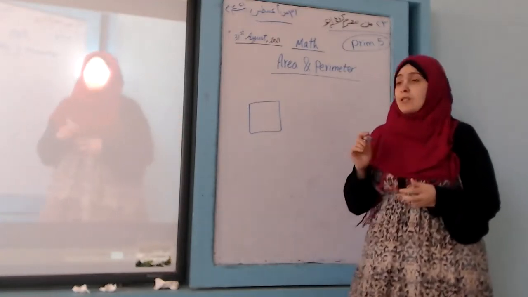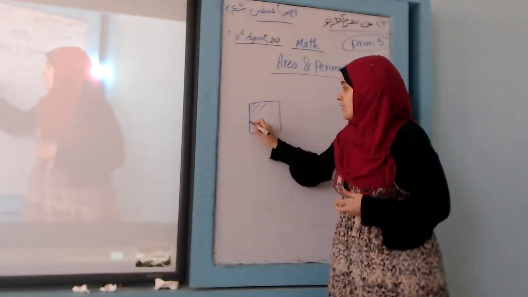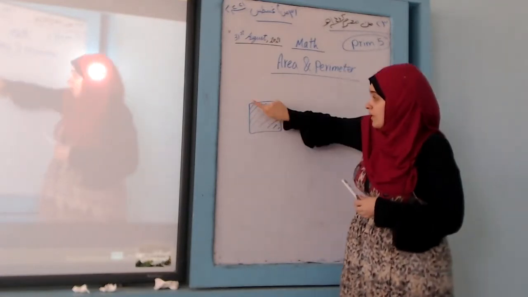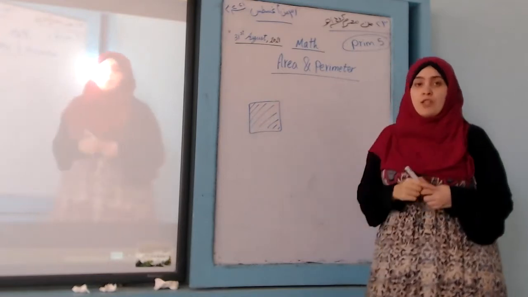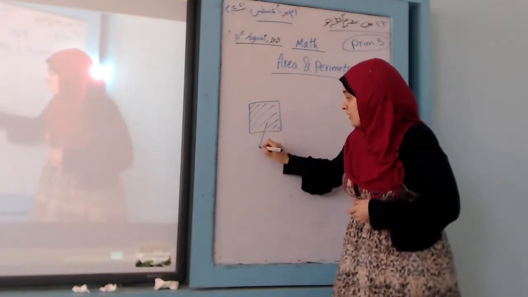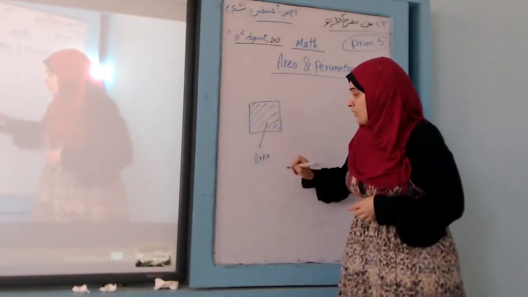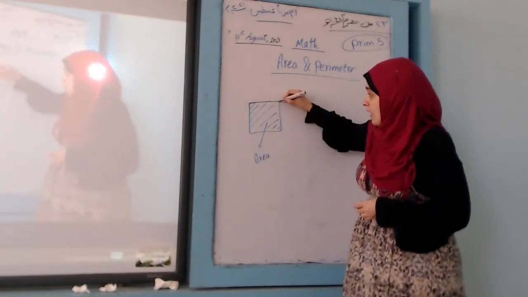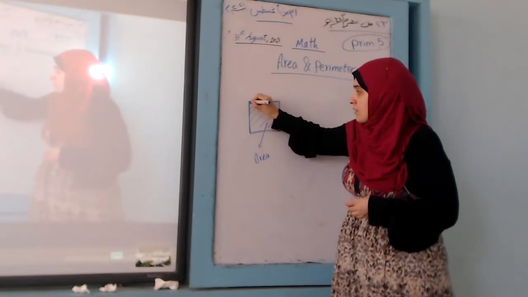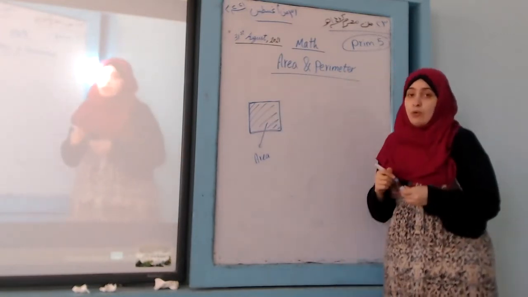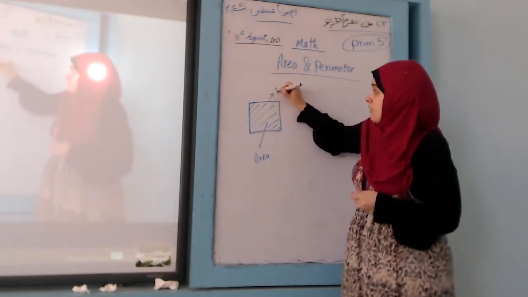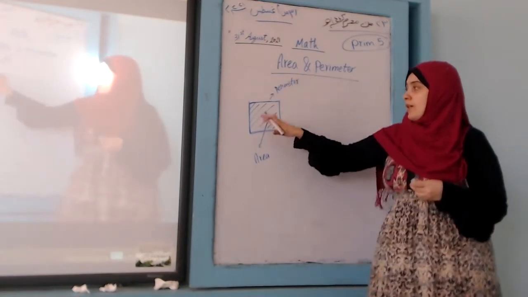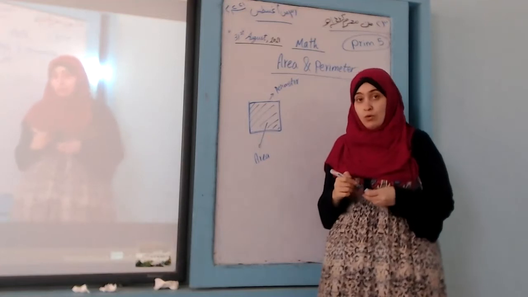Area is all the space inside any shape, okay? Area means the space inside the shape. So inside the shape, it's called area. But perimeter is the outline around the shape. So perimeter is the outside line, and the area is the space inside any shape.